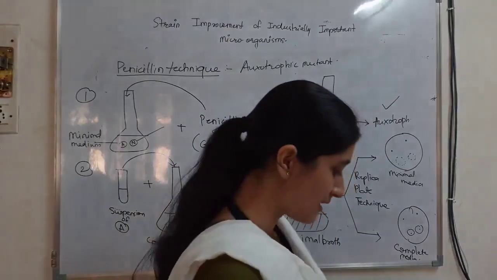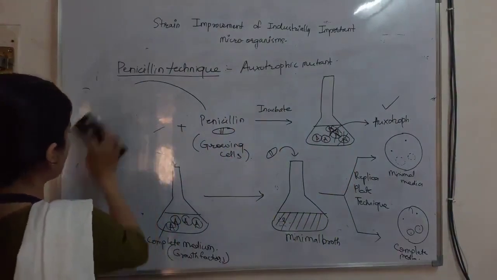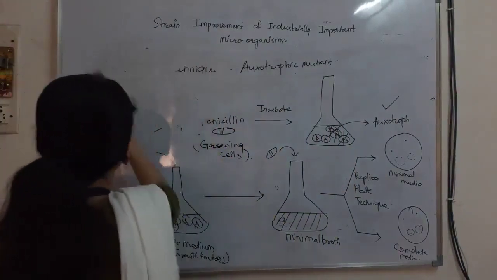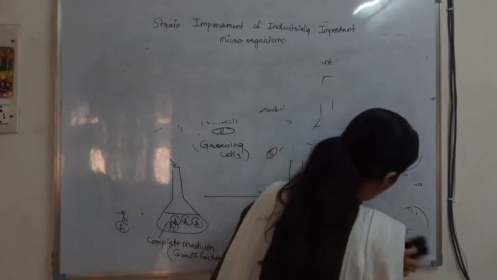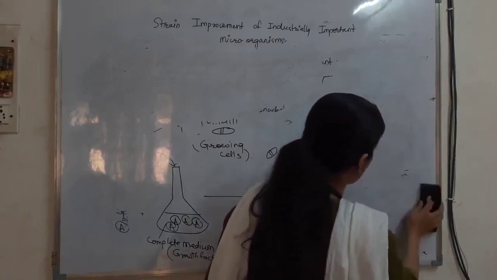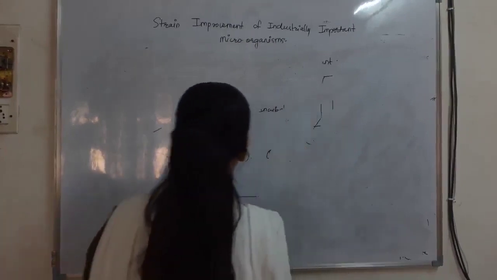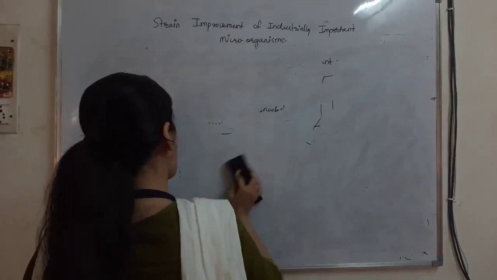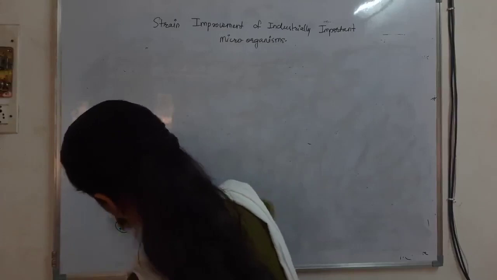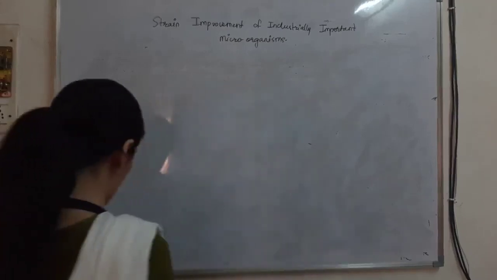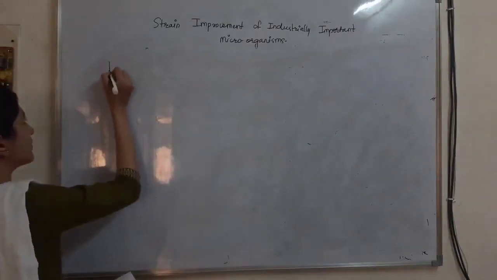Then the second technique is genetic recombination. This was strain improvement by mutation. Now we are going to see strain improvement by genetic recombination, which is B.